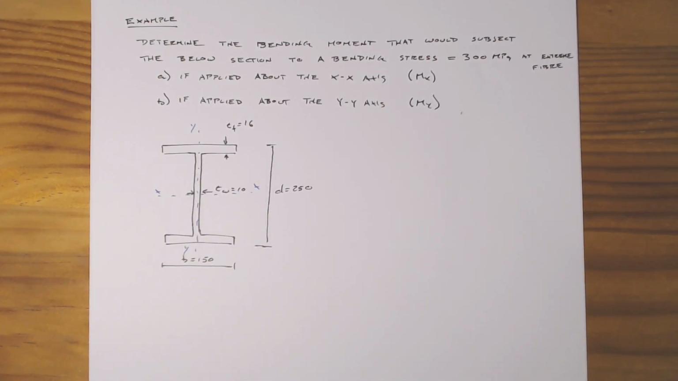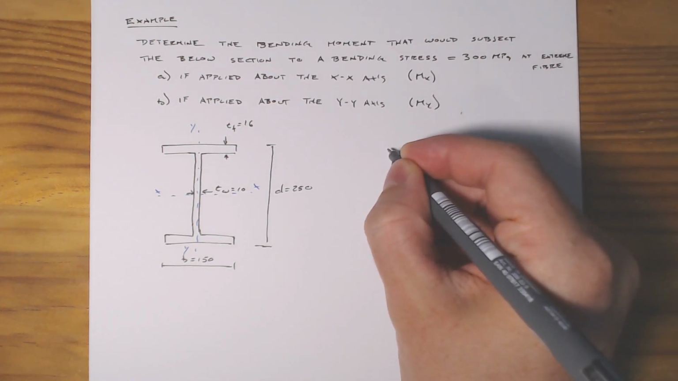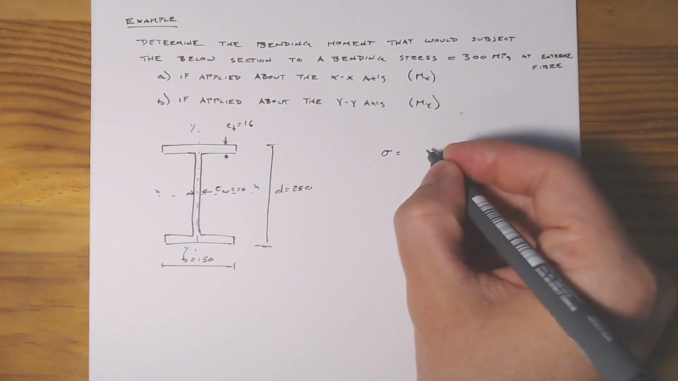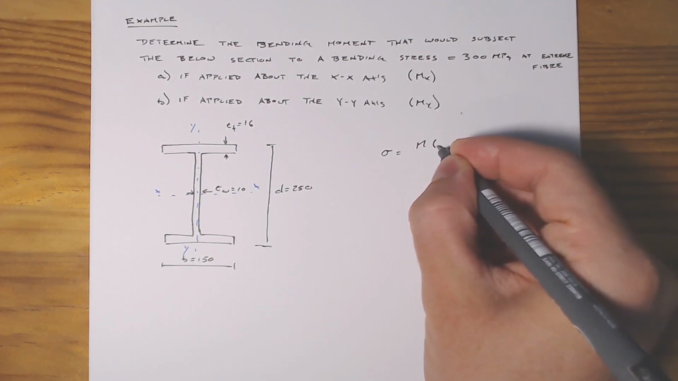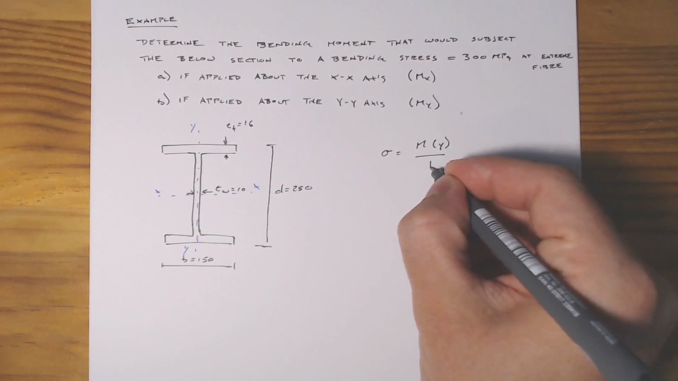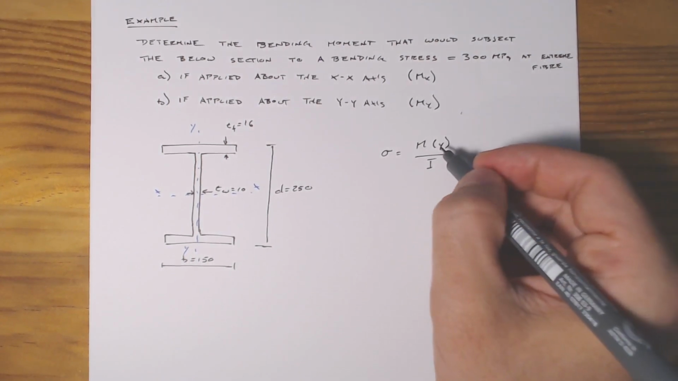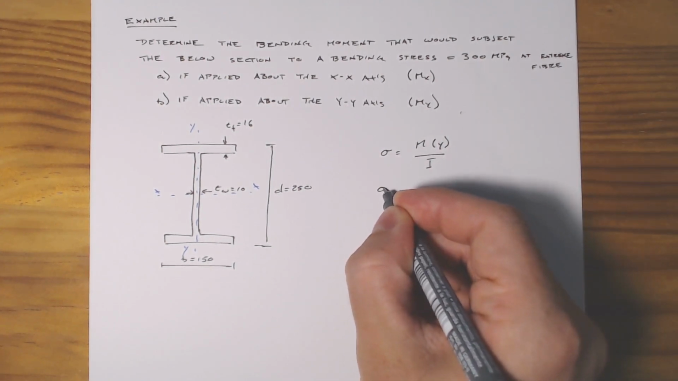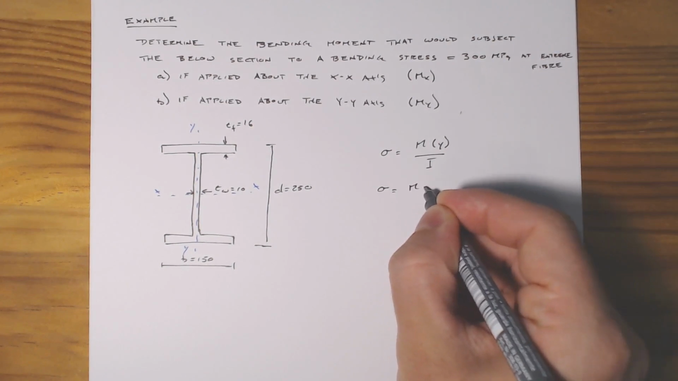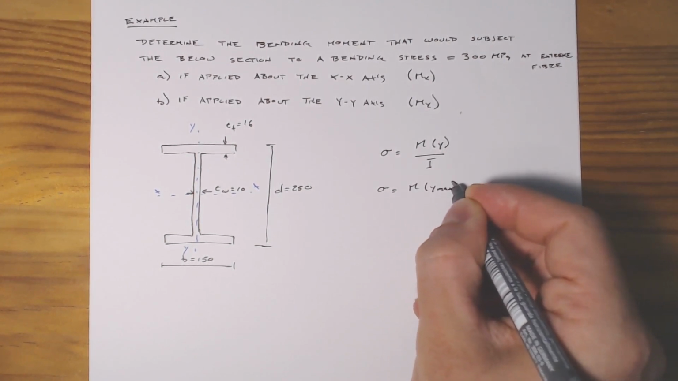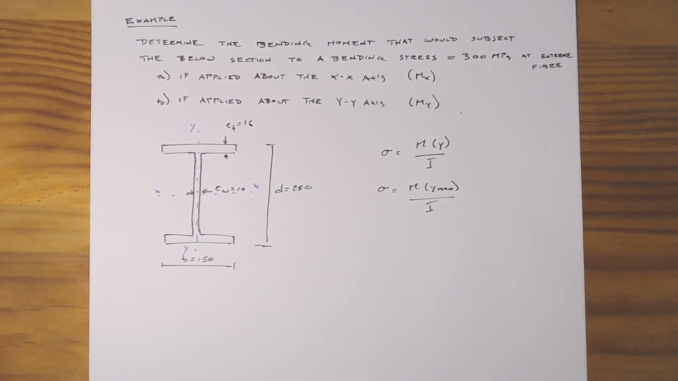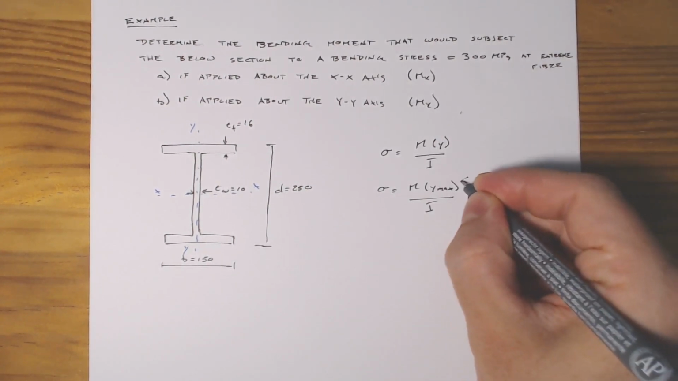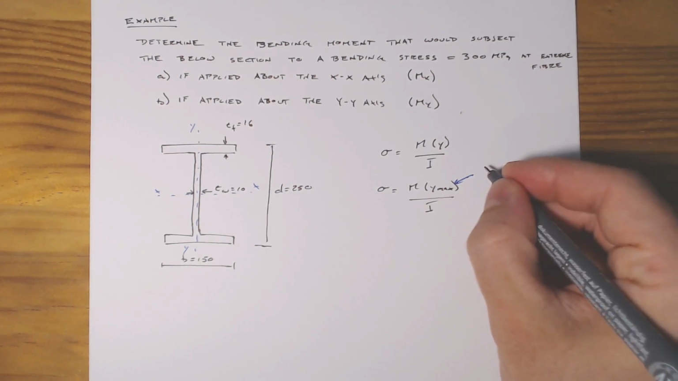So in order to get started, what do we need to do? It's always good to try to set up our governing equation. If we're looking at bending stress, our governing equation is simply sigma equals the applied moment times y over I. And if we care about the extreme fibers, then this y will go to y max. So sigma equals M times y max over I, where y max is going to be the maximum distance from the neutral axis.